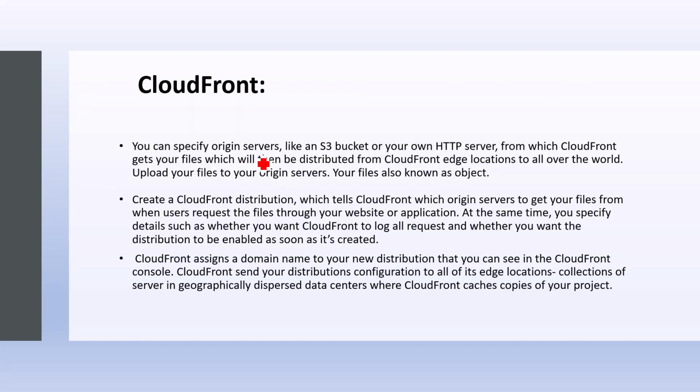In CloudFront, you can specify the origin server related to your S3 bucket, like an S3 bucket or your own HTTP server from which CloudFront gets your files, which will be distributed from CloudFront edge locations all over the world. Each CloudFront distribution is associated with multiple edges, and that helps you to improve the performance, as well as the edge provides caching capabilities. Any static content that is not going to update dynamically, you can cache it. So you can reduce the number of calls to the S3 bucket.